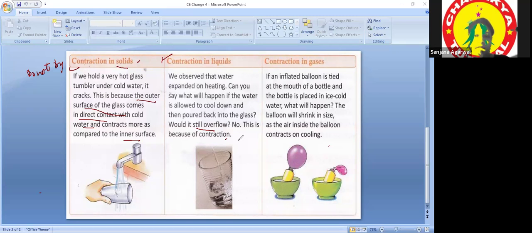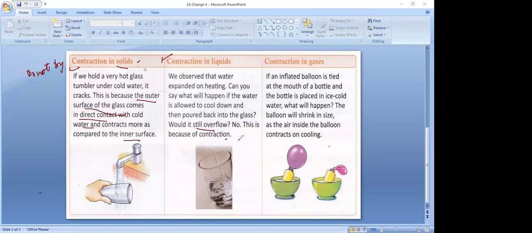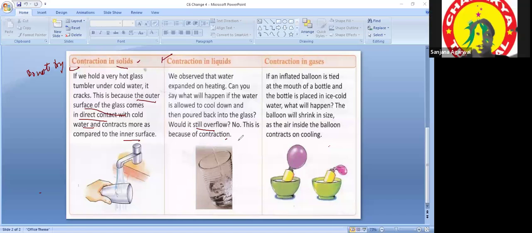Is it fine? Yes, ma'am. Whichever glass you are taking to measure, take the transparent one and put a mark with any pen, or put a sticker or something, and refrigerate it for at least one or two hours, and then pour it into the same glass and notice.